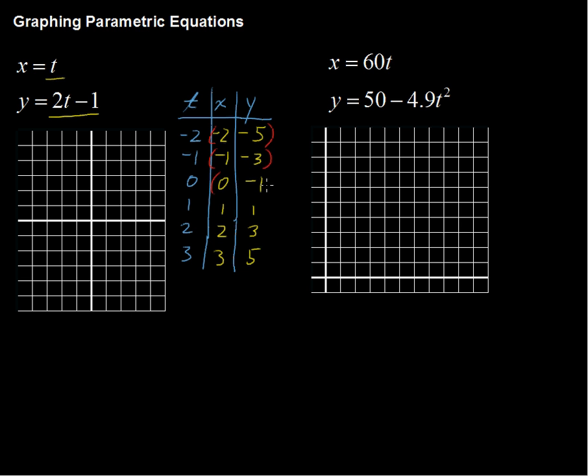All of these ordered pairs can be plotted on this Cartesian coordinate plane over here, and then we can sketch a graph through these. So let's plot these. -2, -5, that brings us down here, and -1, -3 is here, and 0, -1 is here, up 1, 0, -1 is here, 1, 1 is right here, 2, 3 is here, and 3, 5 is here. Sketching through that shows that this is actually a linear graph. Those dots exactly line up.